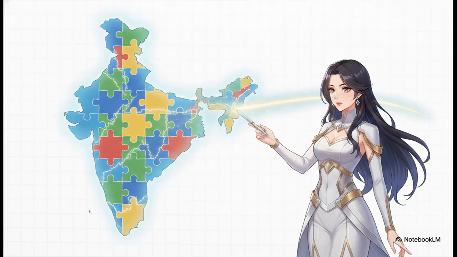Building on that, Articles 2 and 3 grant Parliament the exclusive asymmetric power to admit new states, alter boundaries, or change names. And here's the kicker. They can do it with just a simple majority. Memorize this for prelims, guys. Changing the internal map of India does not require a formal constitutional amendment under Article 368. Parliament holds all the cards here.